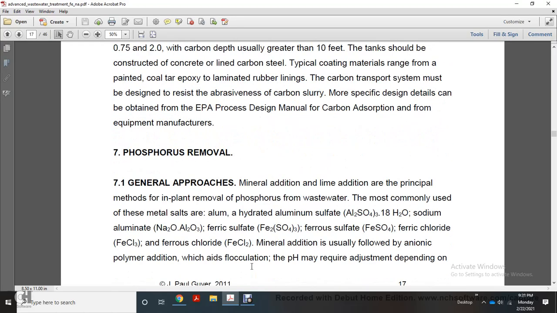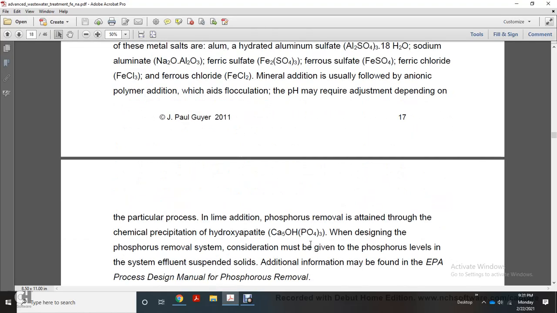Phosphorus removal. The general approach is mineral addition or lime addition, a principal method of in-plant removal of phosphorus from waste. Most commonly used metal salts are hydrated aluminum sulfate, sodium aluminate, ferric sulfate, ferrous sulfate, ferric chloride, and ferrous chloride. Mineral addition is usually followed with anionic polymer addition with the aid of flocculation. The pH may require adjustment depending on the particular process.